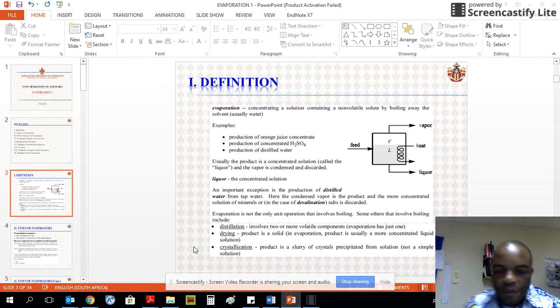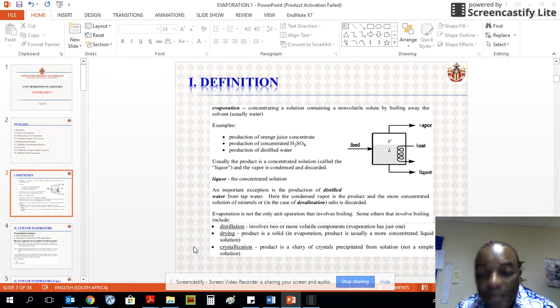Now the difference between evaporation and crystallization: in crystallization, the product is a slurry of crystals which is precipitated from solution. Whereas evaporation, we said it, we repeat it again. Evaporation refers to the removal of a relatively huge amount of solvent from a non-volatile substance.